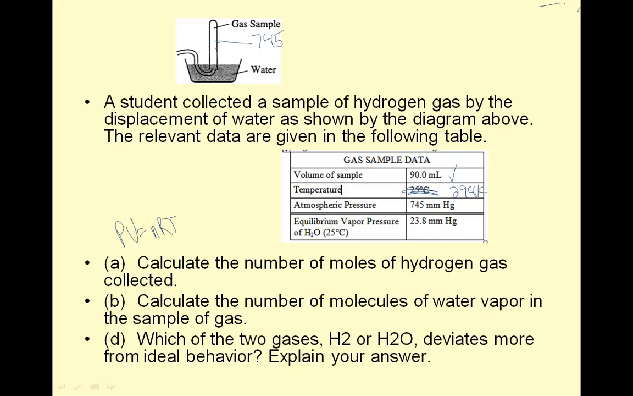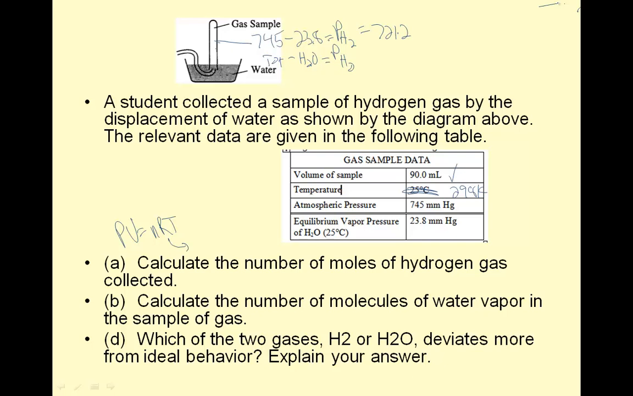Okay. So my total pressure here is 745, but the pressure of hydrogen is 745 minus 23.8. Total minus water equals hydrogen, which is shown as pH2. So 745 minus 23.8 is 721.2.